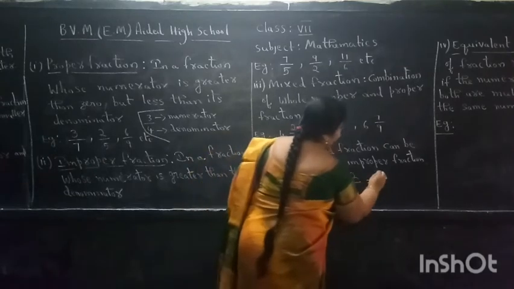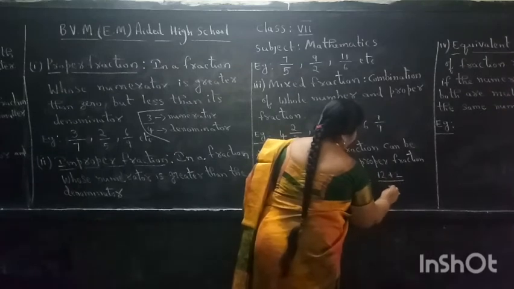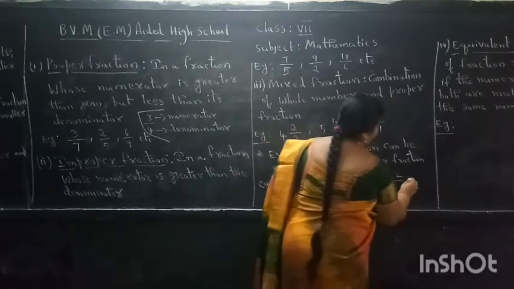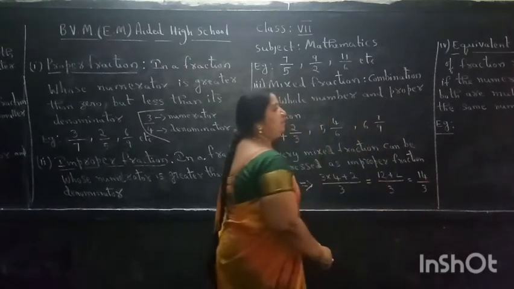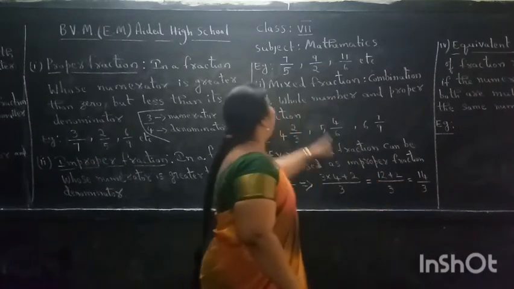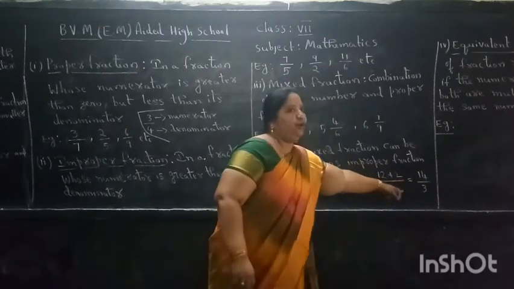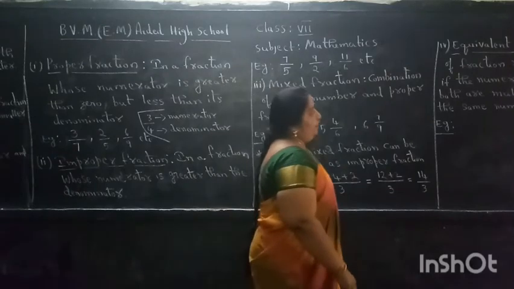3 fours are 12, plus 2, divided by 3. 12 plus 2, 14 by 3. Improper fraction means the numerator is greater than the denominator. 14 by 3.